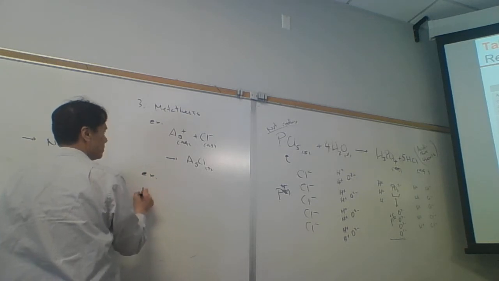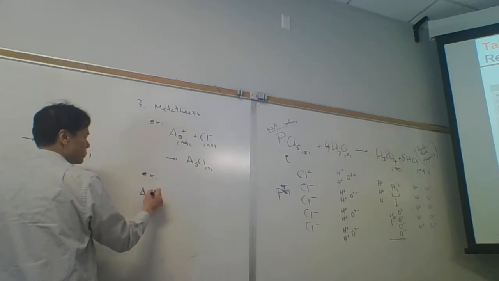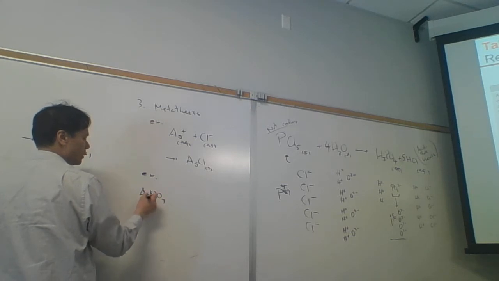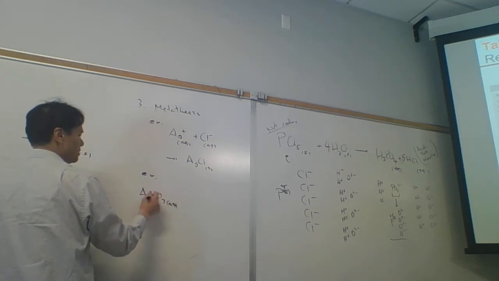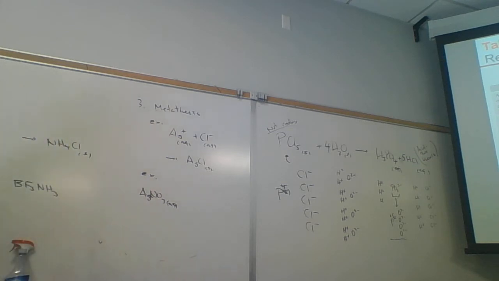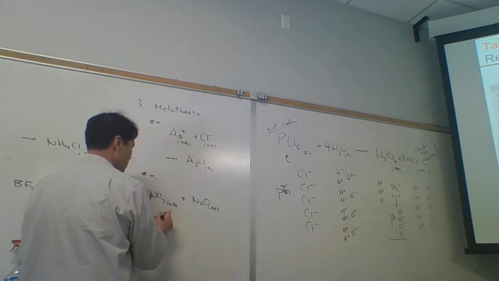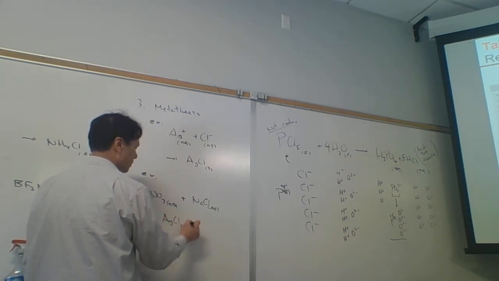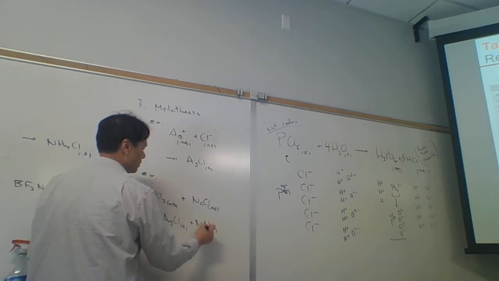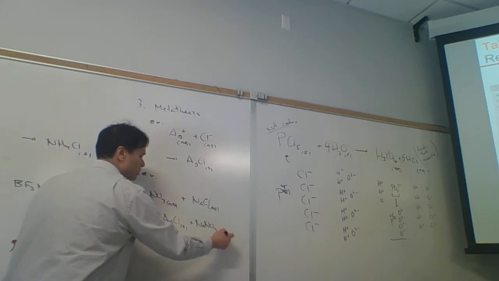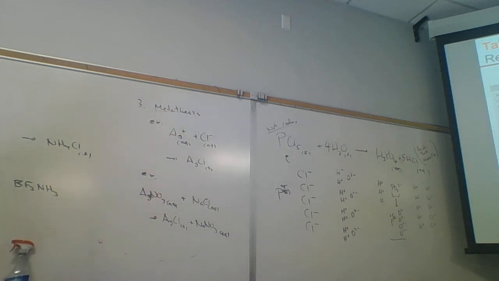So another example of this is, where do I get aqueous silver ions? I can get aqueous silver ions from something like this, AgNO3. Do you know what this is called? AgNO3. Silver nitrate, good. And NaCl, which is called sodium chloride. And this is going to be AgCl solid plus NaNO3. This is what we call a precipitation reaction because we're forming a solid. The aqueous species are liquid solutions.